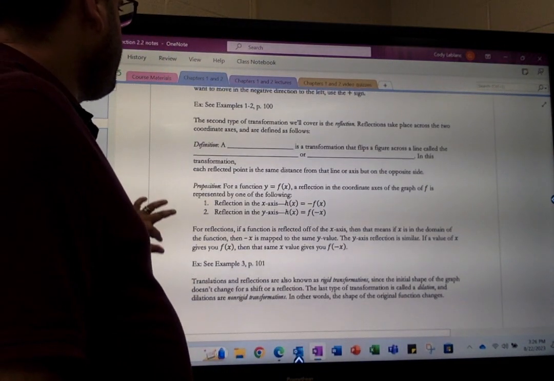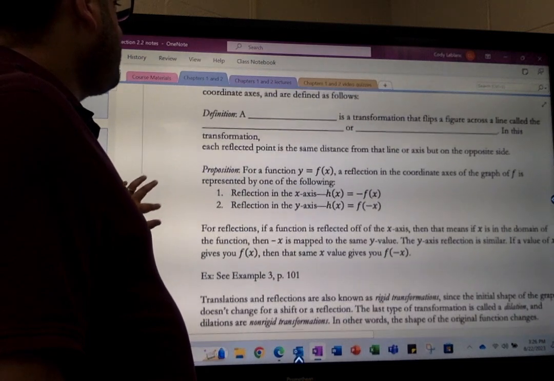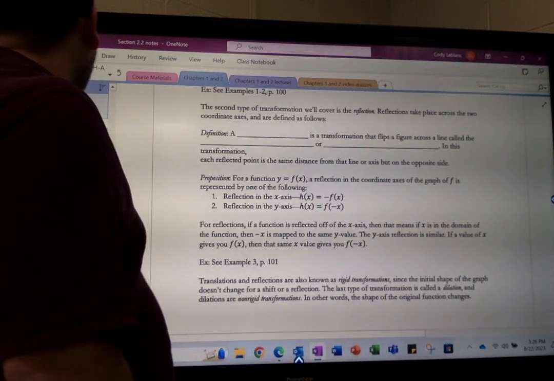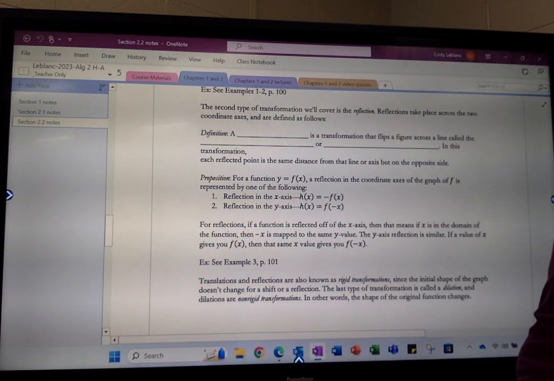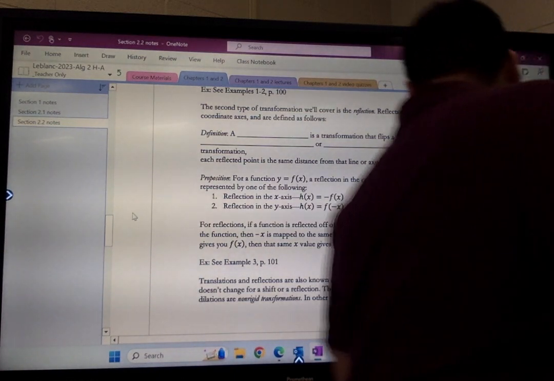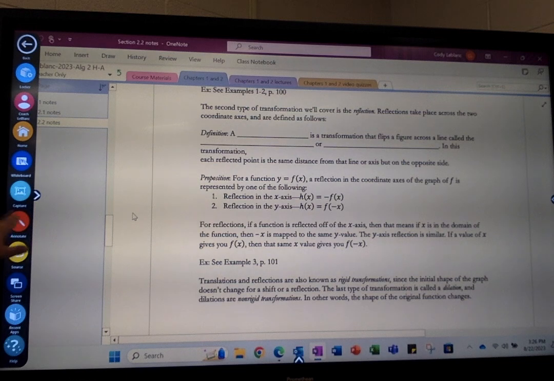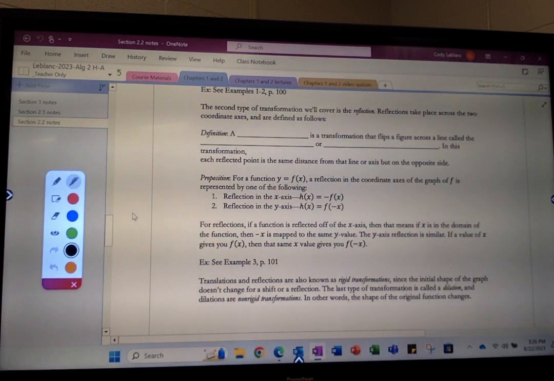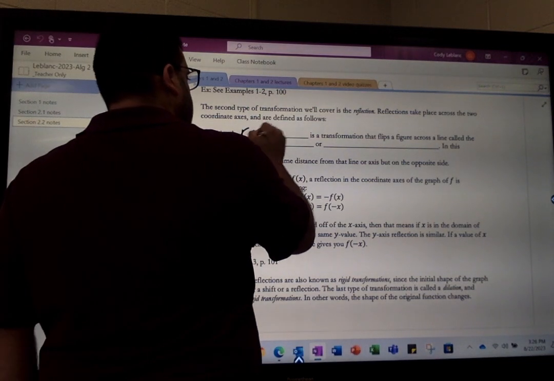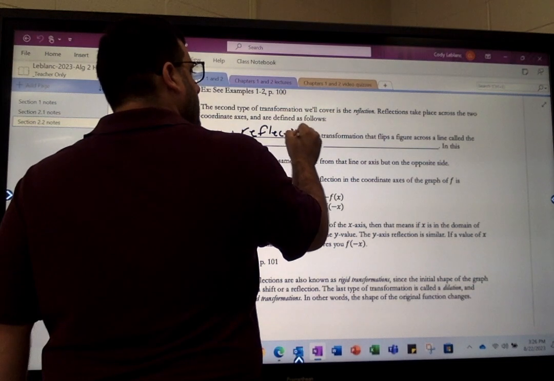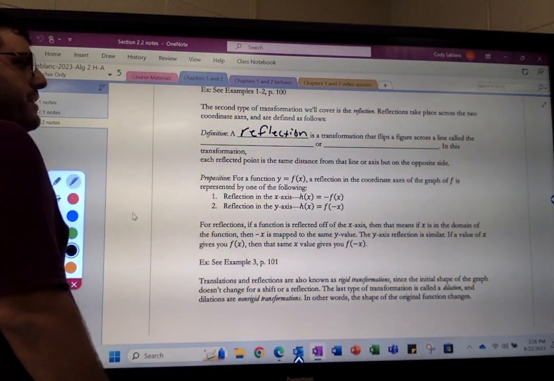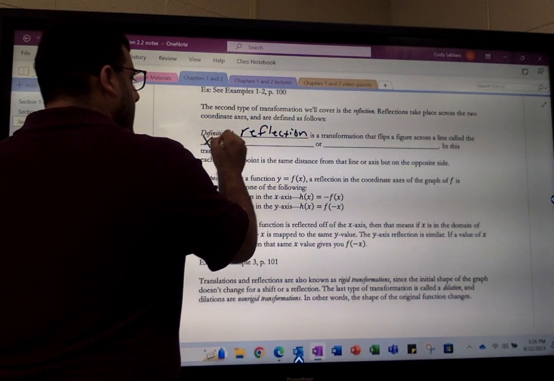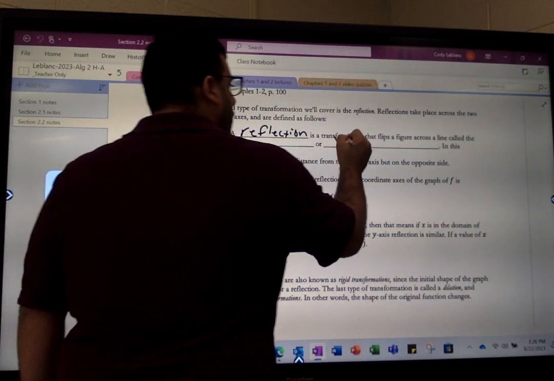Next up, we'll cover reflections. You can reflect something across any line, but on a normal basis, we want to reflect something over an x or a y axis. Okay? So a reflection is a transformation that flips a figure across a line called either the x-axis or the y-axis.